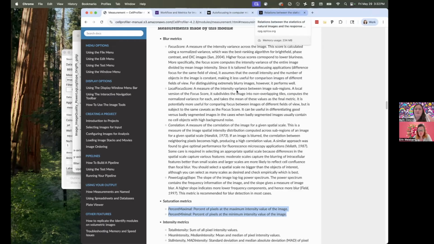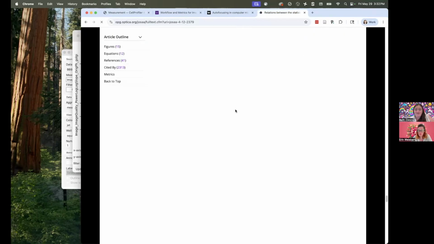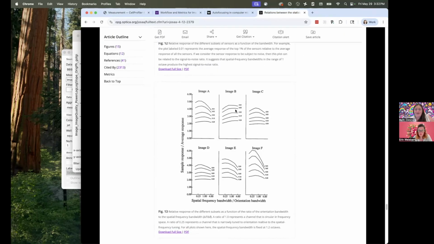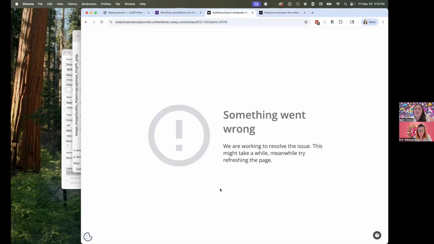That one, they actually compared a whole bunch of different methods across a whole bunch of, oh, wrong paper. No, something went wrong, of course.